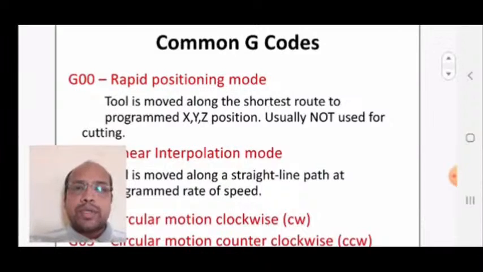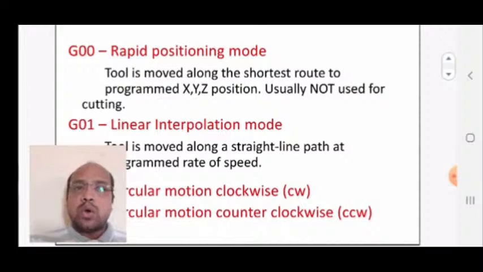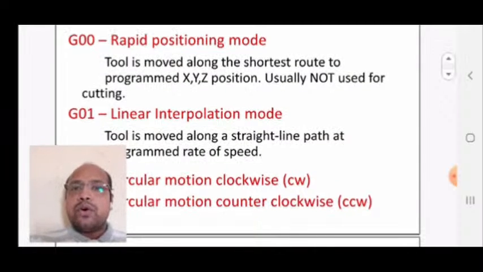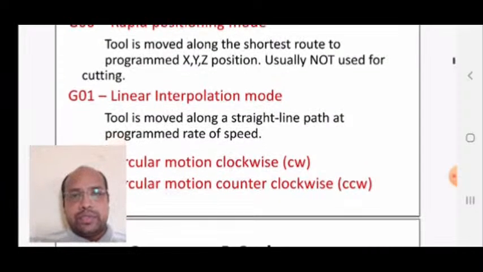Now these are some common G codes. The first common G code is G00, as I told you, rapid positioning mode. The tool is moved along the shortest route to the position programmed in X, Y and Z direction. It is not used for cutting operation. Please remember this. G00 code is only used for rapid movement of the tool. It is not at all used for cutting operation.